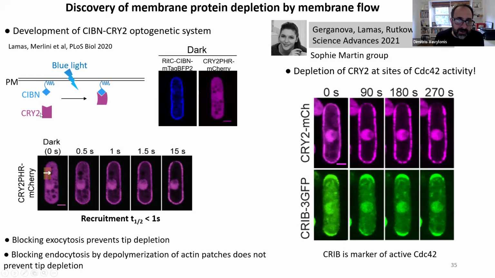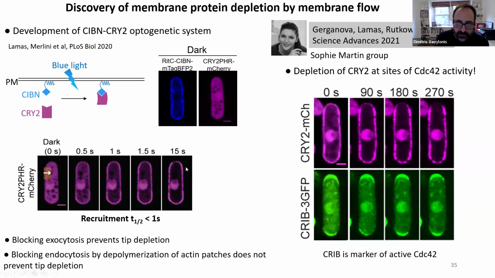by CIBN and CRY2 proteins that can be made to stick together and oligomerize on the membrane by blue light. So she had made this system in yeast cells, and in the dark, the CRY2 is in the cytoplasm while CIBN is on the membrane. And indeed, when light is shone onto the cells, you can see the CRY2 assemble into some kind of oligomers on the plasma membrane of the cells.